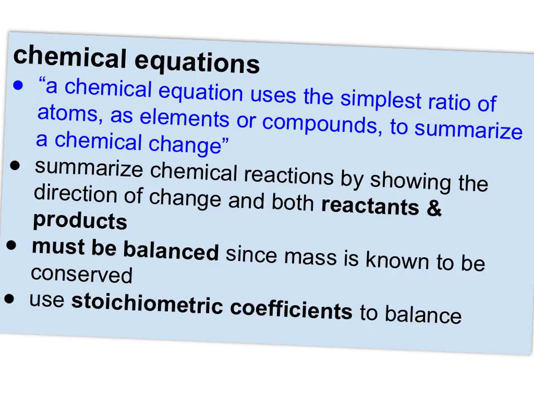The other thing to remember about chemical equations is they have to be balanced, since mass is known to be conserved, or not changing. So that means the number of atoms on the left or the reactant side has to be equal to the same kind and number of atoms on the right side. And we use what are called coefficients, or sometimes stoichiometric coefficients, to balance a chemical equation.